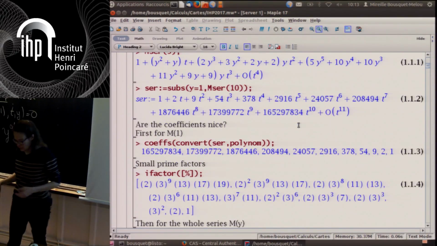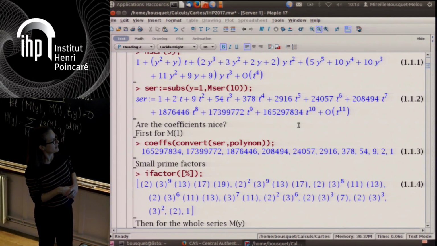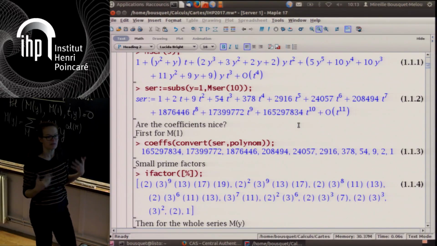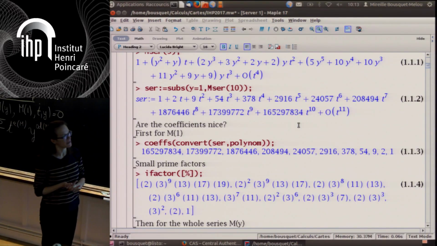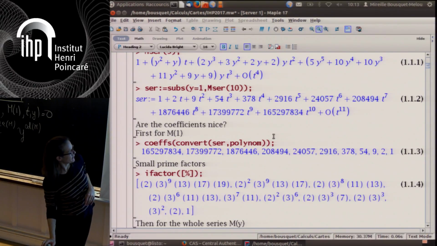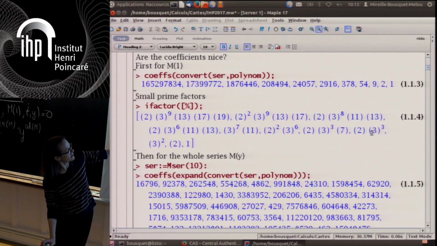So these are very general tools. I would like to know if there's a chance that these coefficients are nice. And one very basic notion of being nice is having small prime factors. So here's again my sequence, ordered backwards. I look at the prime factors of these numbers, and they don't seem to be very big. So maybe there's something happening here.